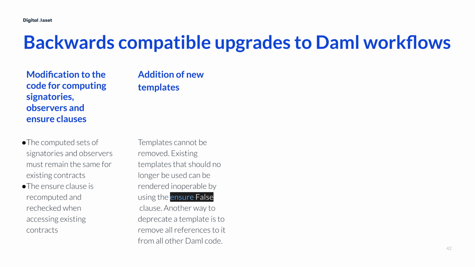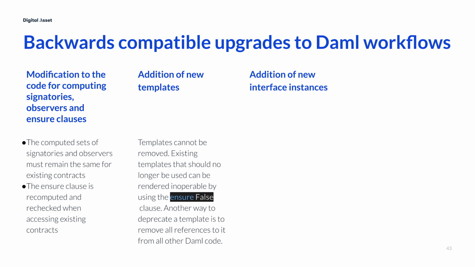This strong form of contract immobilization may not always be desired. For example, it may result in a large number of immobilized active contracts stored on the ledger without a way to archive them, unless another update is deployed that makes their ensure clause evaluate to true. Another way to deprecate a template is to remove all references to it from all other Daml code.